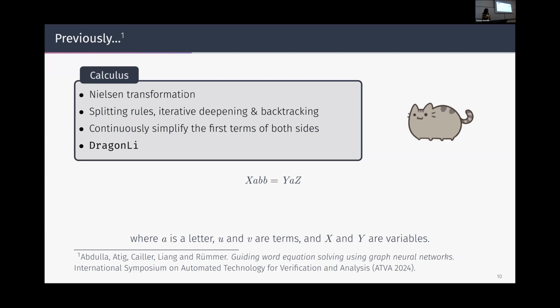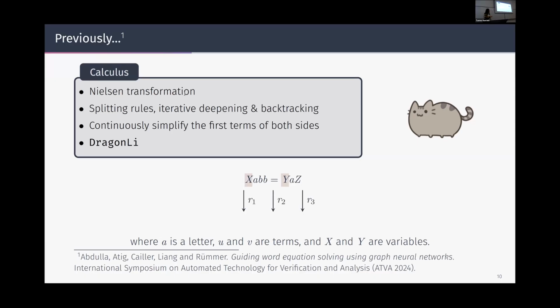So Dragonly uses the Nielsen transformation, which is a set of splitting rules. Basically, it consists of taking the first element of each word equation and iteratively applying rules on them in order to discard them. For each word equation, you have multiple rules that can be applied, and you can choose one. For instance, here we choose x up to y, and then you can discard both variables and just continue with the rest of the equation. Dragonly also makes use of iterative deepening and backtracking.